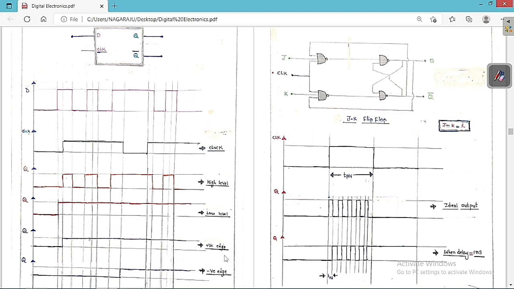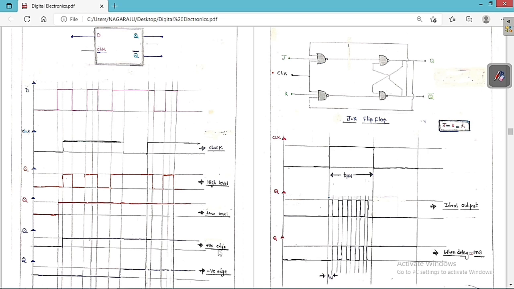Now for positive edge triggering. I already told you, positive edge triggering means at the rise, whenever the clock is rising from 0 to 1, it is said to be positive edge triggering. At this instant only, whatever the input is going to pass to the output.